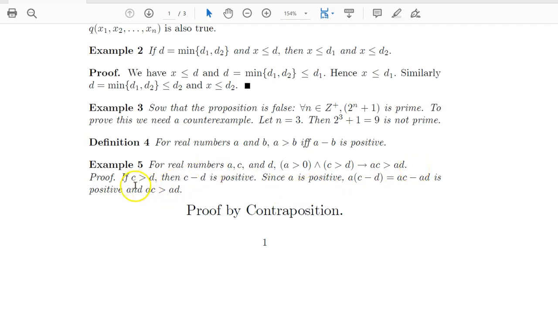To prove this, we start with a greater than 0 and c minus d positive. This is because c is greater than d, so c minus d must be positive. Since a is positive, the product of a and this positive number c minus d is also positive. But the distributive law says that this is equal to ac minus ad. And because this difference is positive, from the definition we know that ac is bigger than ad.